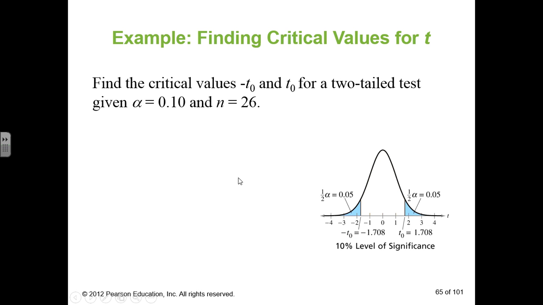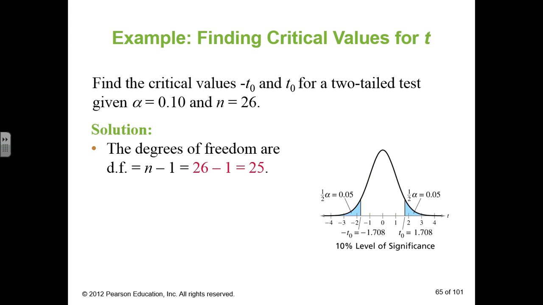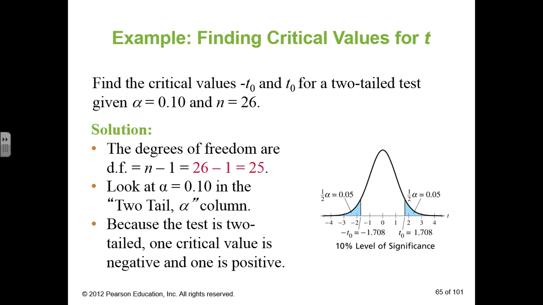Let's do the same thing now for a two-tailed test. There is a row at the top that says two-tailed test. We look for a significance level of 0.10. If n is 26, we go to the row where degrees of freedom is 25, and we see then that the critical value is 1.708, and because it's a two-tailed test, those critical values are plus or minus 1.708.